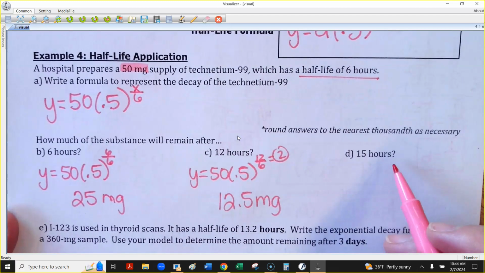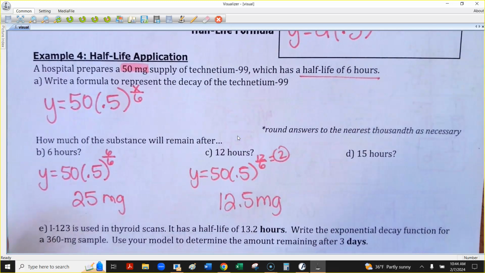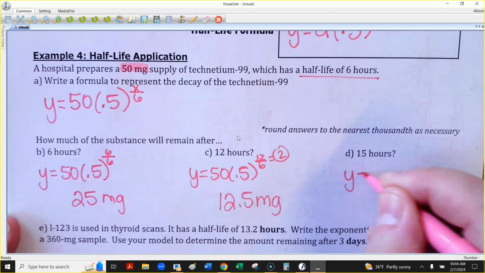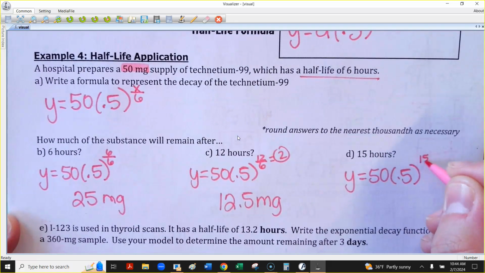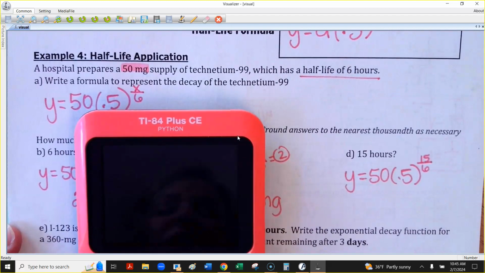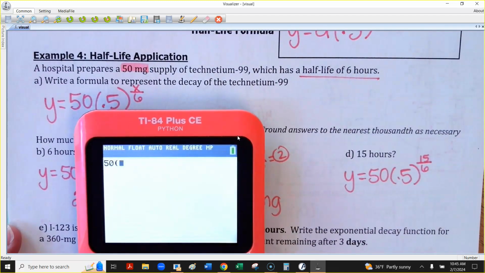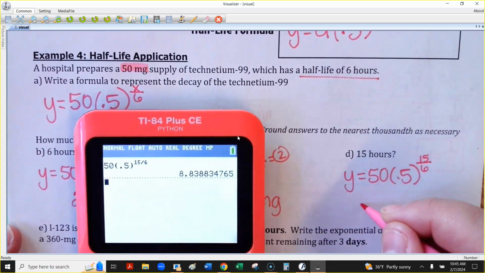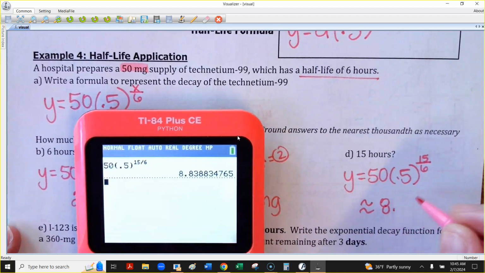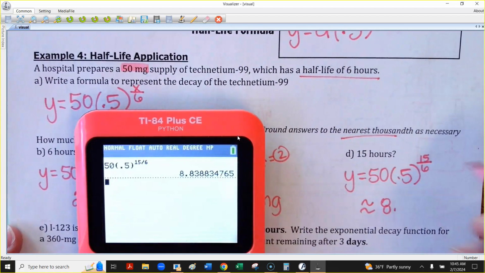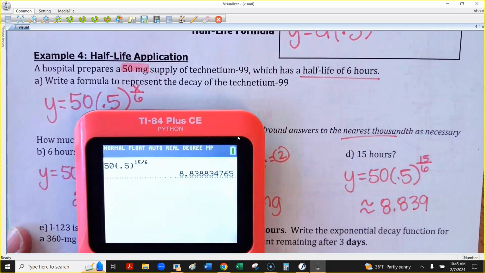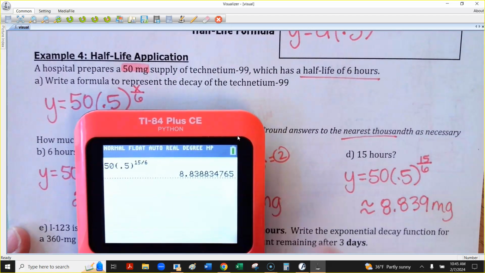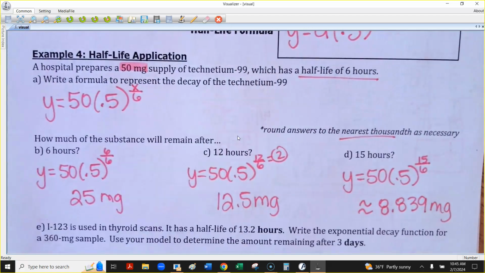Now 15, 6 doesn't go into 15, so this will probably be a weird decimal, but we're going to do 50 times 0.5 in 15 hours. This would be 15 over 6. You don't have to reduce the fraction or anything like that. Just type it in your calculator. So after 15 hours, I'm going to do 15 divided by 6 in my exponent. This says round to the nearest thousandth, so that's 3 decimal places. So I'm going to get 8.839 milligrams. And depending on the number of hours, these can be some really weird numbers, so don't think you're doing anything wrong.